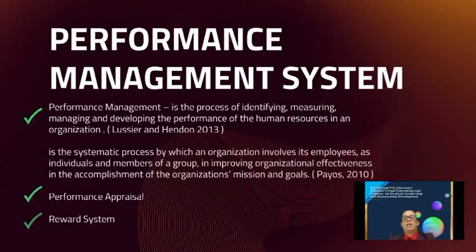Now let's talk about performance management system. This is under performance management. So there are also 3 key areas in performance management system. So we have the performance management, the performance appraisal, and the reward system. What is performance management? It is a process of identifying, measuring, managing, and developing the performance of the human resources in an organization. That's according to Lucier and Hendon in 2013.